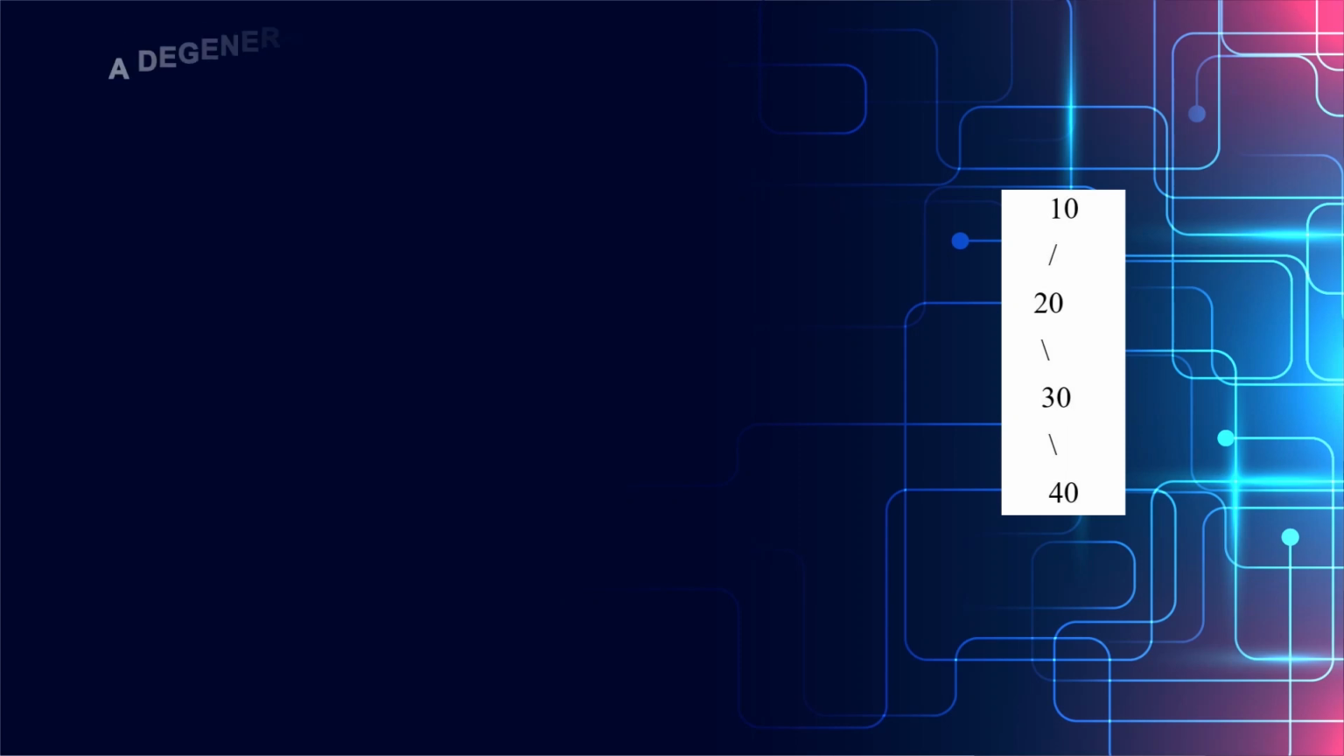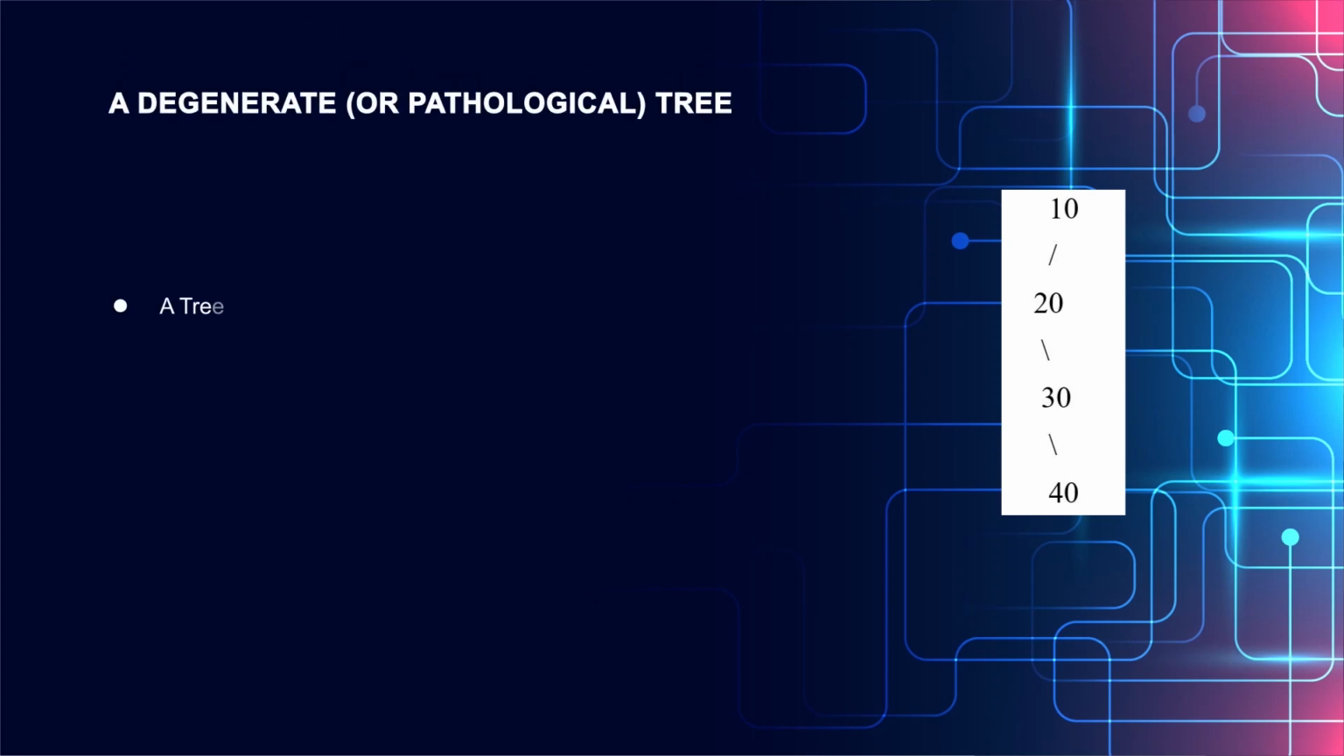Next one is a degenerate tree, a tree where every internal node has one child. Such trees perform the same as a linked list. In the example, 10 produces only a single child, 20, which is a left successor. Then 20 again produces a single child, 30, which is a right successor. Again 30 produces a single child, 40, which is a right successor. This type of tree is like a linked list. This is a degenerate tree.